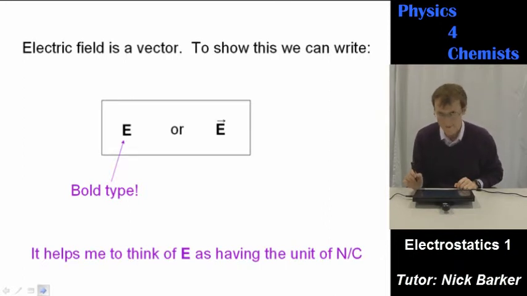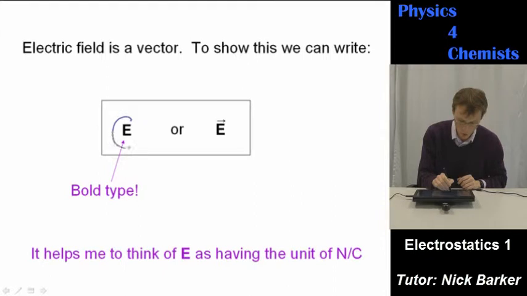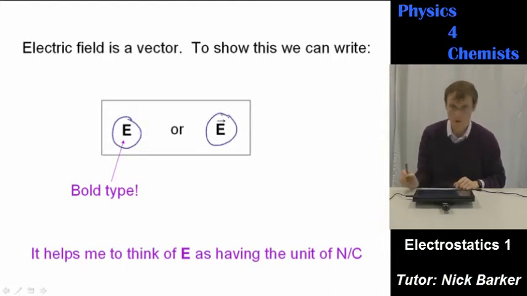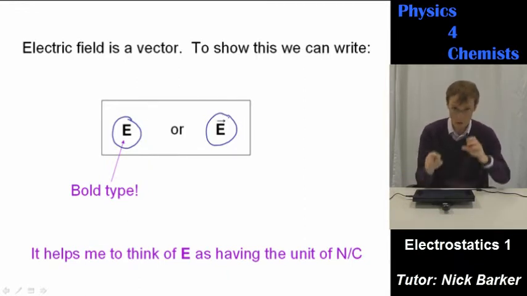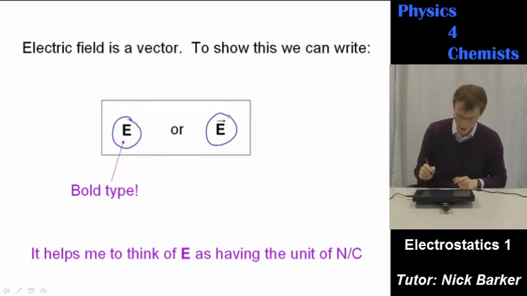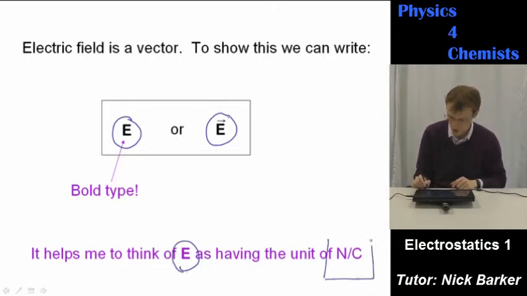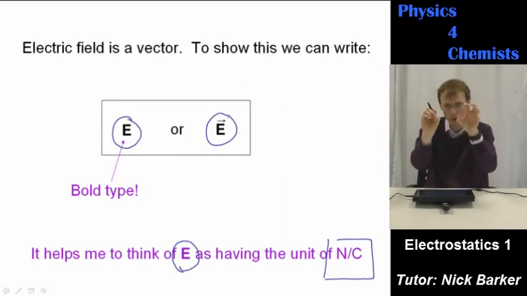Electrical field is a vector, and to show that, just to reiterate, it's either written in bold type, or if you go to your textbooks you may find that they draw it with an arrow above it. And please remember, vectors have both magnitude, size, and direction. It always helps me to think of E, electrical field strength. You can forget what these terms mean. Just remember the unit. It's the force per charge.